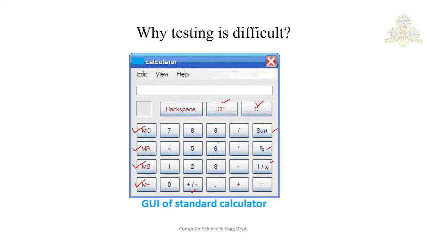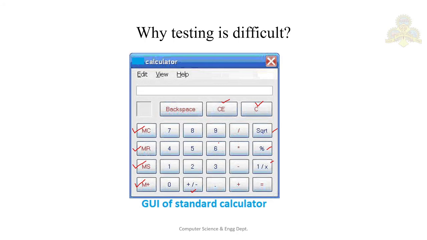Then you need to check the correct percentages are being obtained. You need to test whether inverse functionality is correct or not. Then you check all the memory functions. So you need to check for positive numbers, negative numbers, 0, very small, very long. So all this list, it goes on, right?